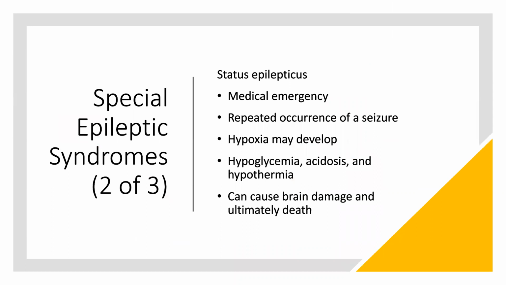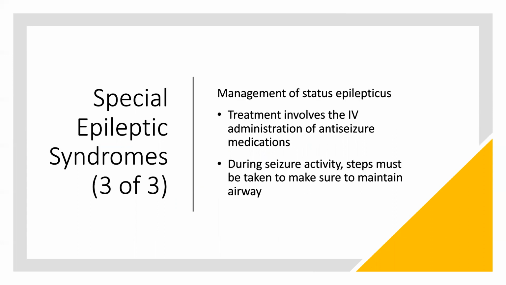Next, the second special epileptic syndrome is status epilepticus. It is a medical emergency. Repeated occurrence of seizures happens. Hypoxia may develop. Hypoglycemia, acidosis, and hypothermia can occur. It can cause brain damage and ultimately death. So this is status epilepticus. Very important: we need medical emergency care right away.